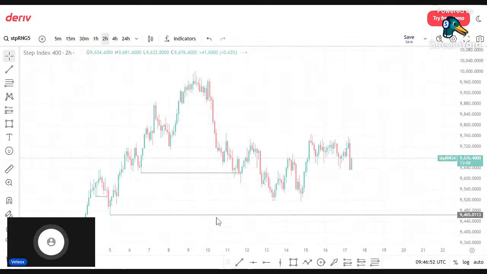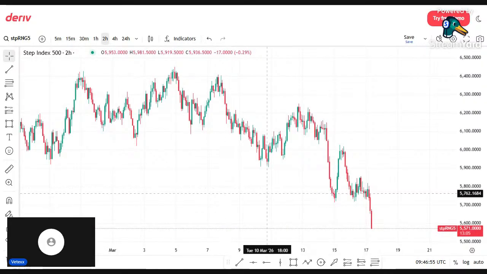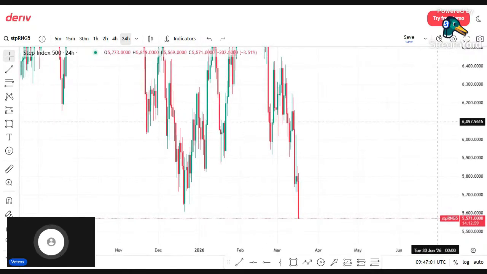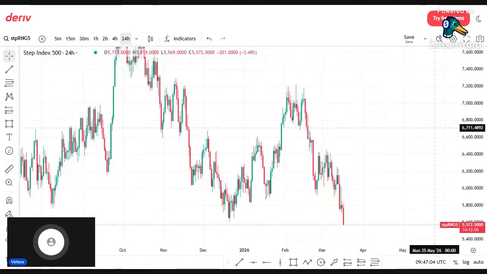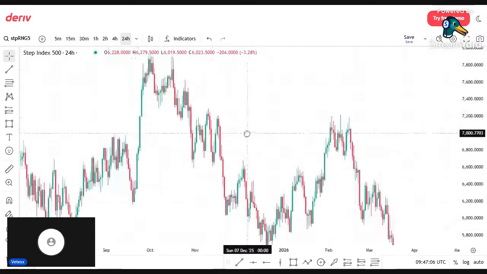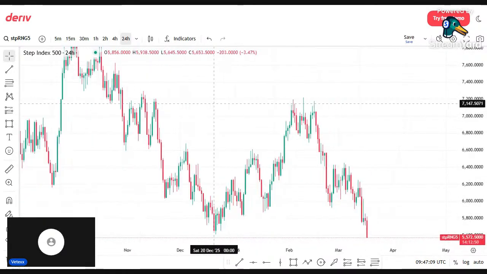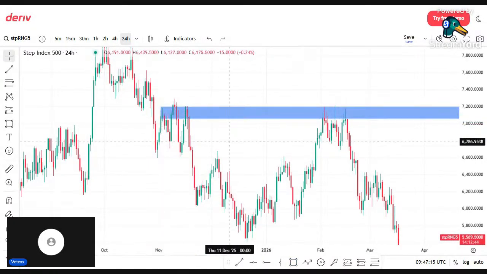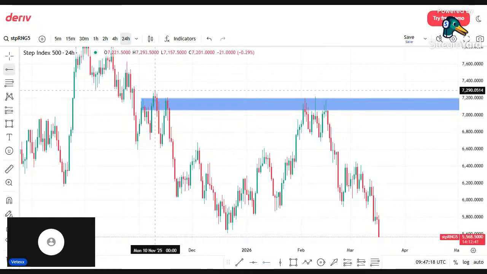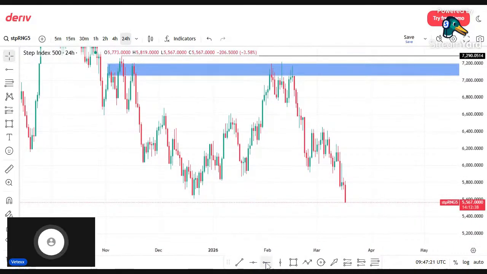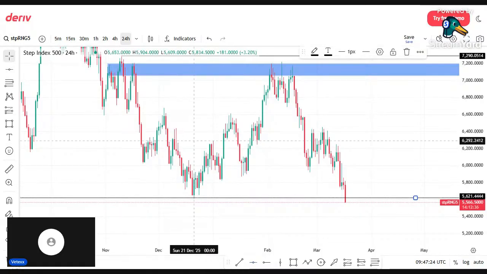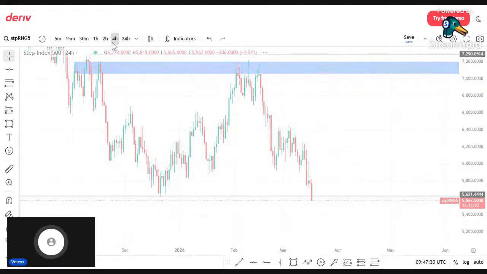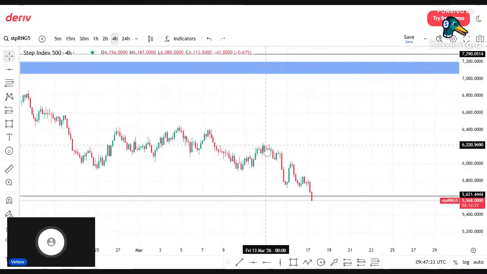Step 500. What do we have on step 500? On the 24-hour time frame, step 500 is bearish and it just smashes the target, which is here. It started selling from this zone here, and this was the finish point. The starting point was there, the finish point was there, and you see price just took it out. So we'll look out for more sells on step 500.